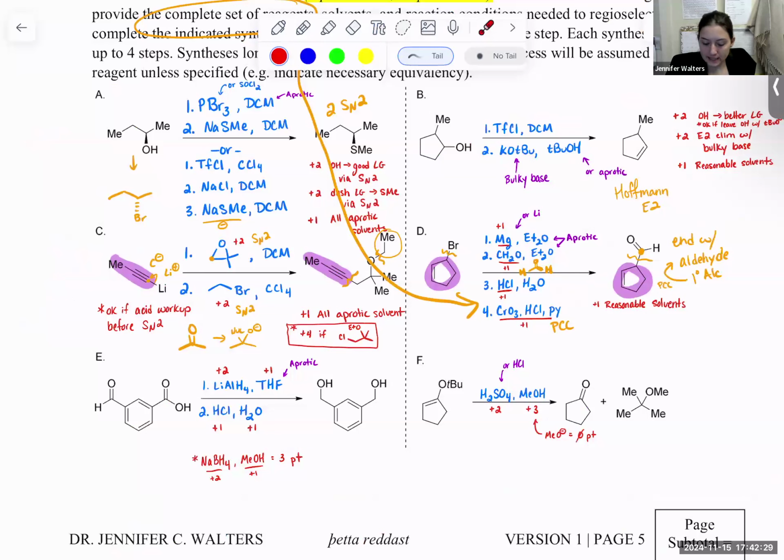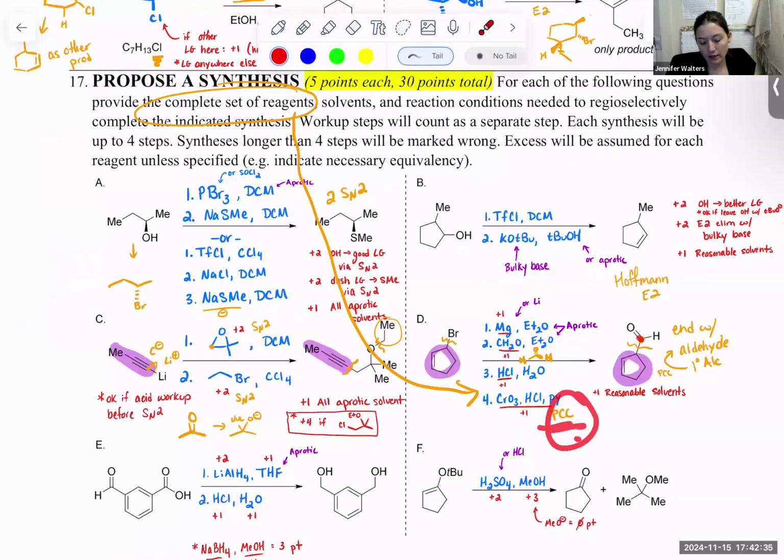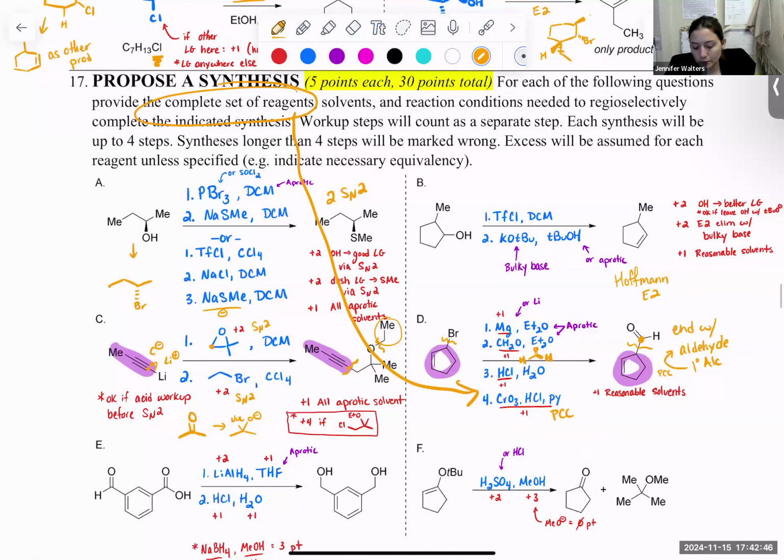If you did write PCC, because you were still recognizing that you had to do the oxidation, I did award half credit. So 0.5 points for that step. So you lost half a point for not actually following directions, but you were still on the right track. So then, I still gave you some credit. Yeah, I think that was the only real deviation for that one. Any questions about D?